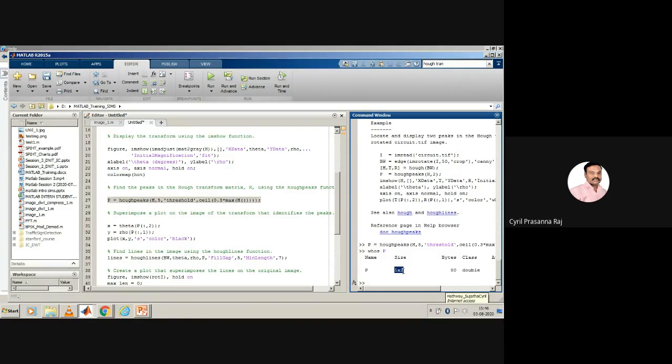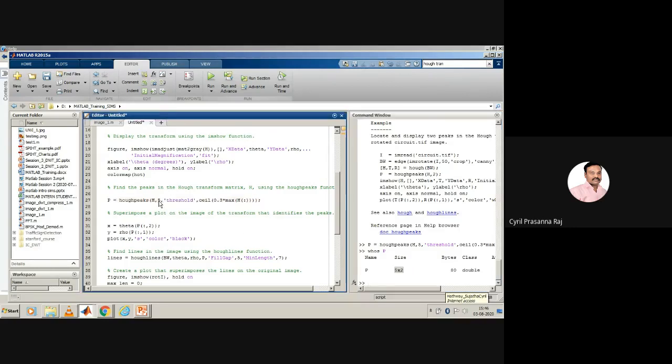That means there are 5 straight lines that are very significant and they are longer in length. We are going to consider only those straight lines that are longer in length, and we are taking the top 5. Suppose you change this 5 to 10, you'll be able to get the top 10 straight lines. So that's how you are identifying the peak.